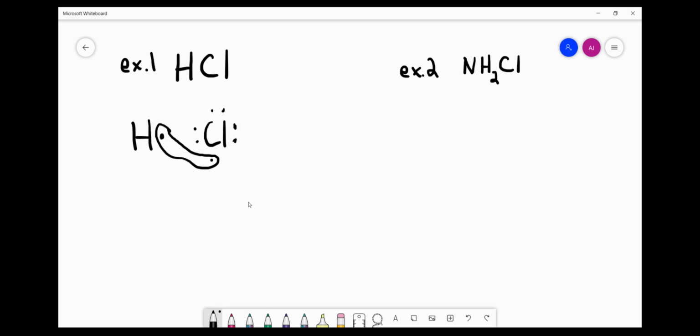Now, sometimes these circles and dots can get kind of unwieldy. And so another way we can draw Lewis diagrams is drawing a straight line to represent the shared pair of electrons.